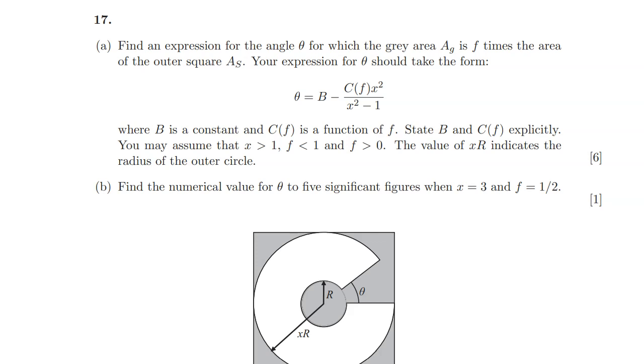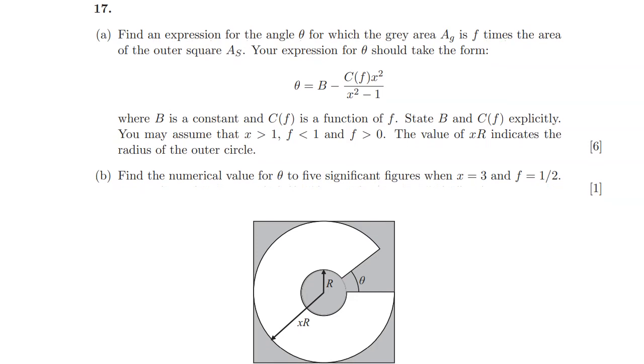Question 17. Find an expression for the angle theta for which the grey area AG is f times the area of the outer square AS. Your expression for theta should take the form theta equals b minus c of f x squared over x squared minus 1, where b is a constant and c of f is a function of f. State b and c of f explicitly. You may assume that x is greater than 1, f is less than 1, and f is greater than 0. The value of xr indicates the radius of the outer circle.